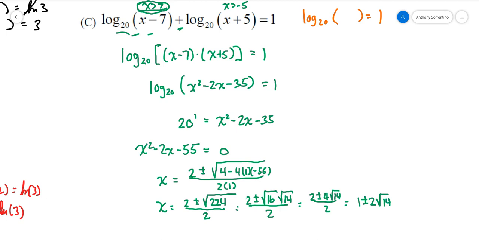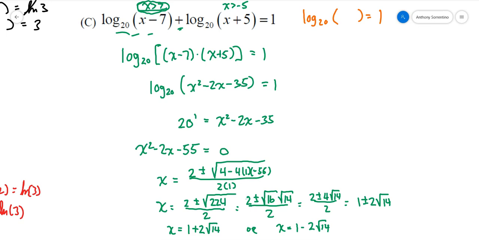So I do have two values here. x equals 1 plus 2 times the square root of 14, or x equals 1 minus 2 times the square root of 14. And these are the exact numbers. Now the thing is, I have to keep in mind, are any of these extraneous? I should make sure that they work, but are any of them extraneous?